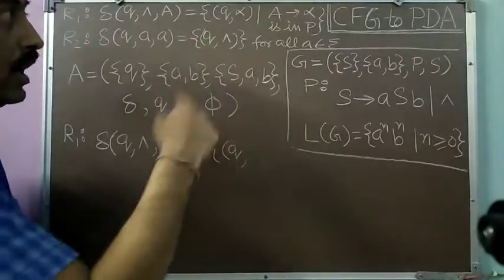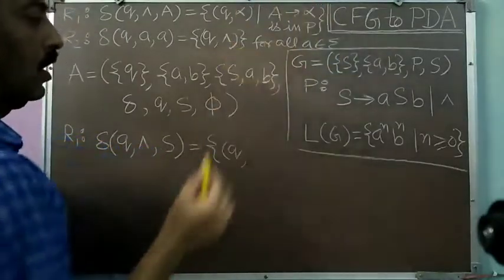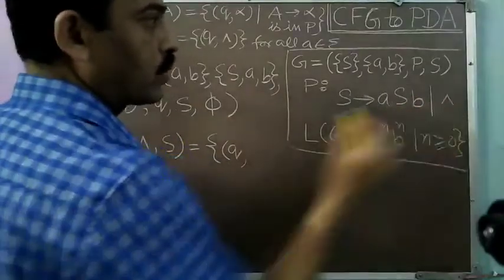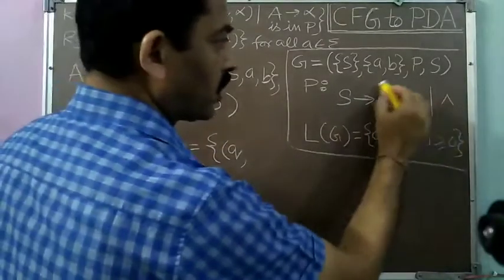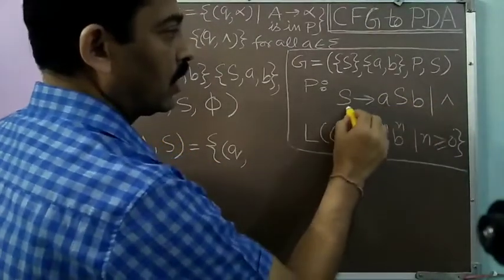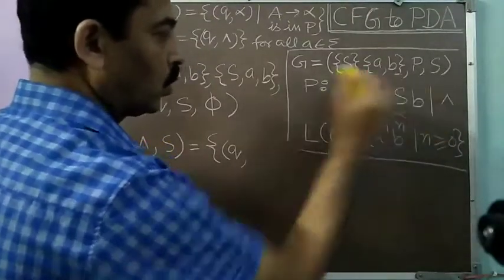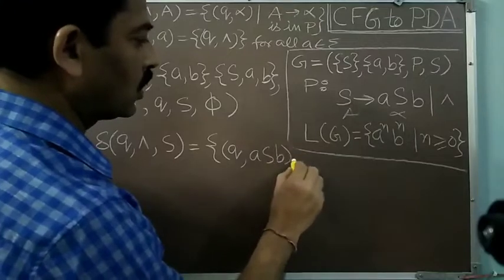To find what alpha will come, I have to look at the productions of this variable A. So now I am taking the variable S, so I will look at the S productions. There are two S productions, so two pairs will be included here. One S production is ASB, so this is the alpha. So A to alpha is a production, so I will include alpha. So I will include ASB. So this is one pair.